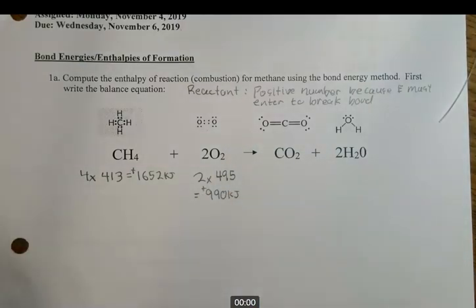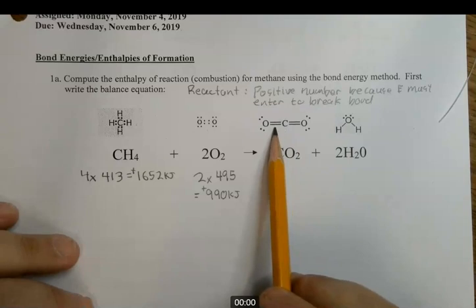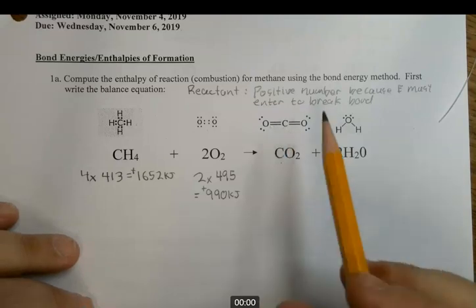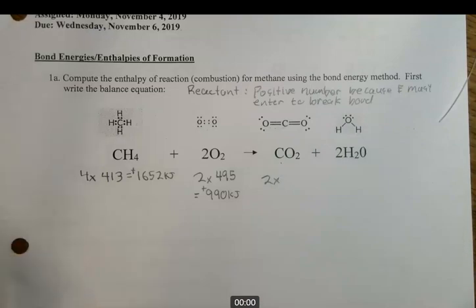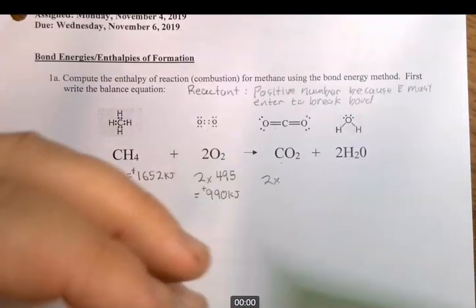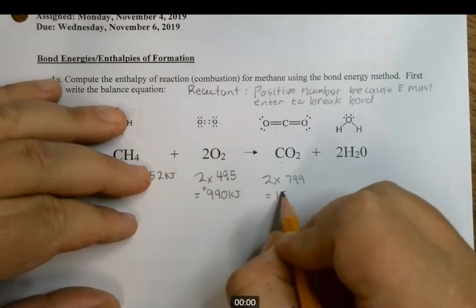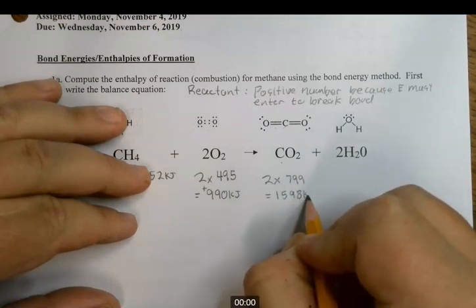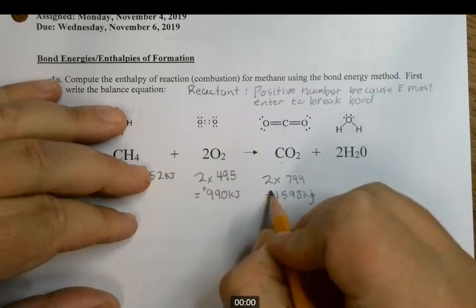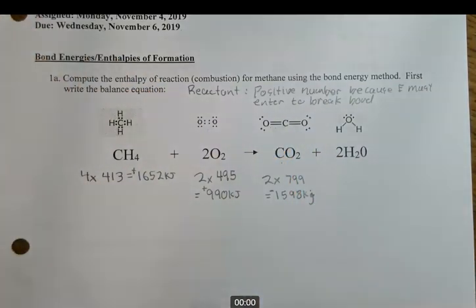Okay, next we have carbon dioxide. And there's 1 carbon dioxide. Each carbon dioxide, though, has 2 carbon-oxygen double bonds. So we need to have 2 times the energy of a carbon-oxygen double bond. There it is, 799. And that's going to equal 1,598 kilojoules. Now that's going to be negative. The reason it's negative is because when bonds form, this is on the product side, and when bonds form, they release energy. They tend to go to a lower energy state, and that releases energy.